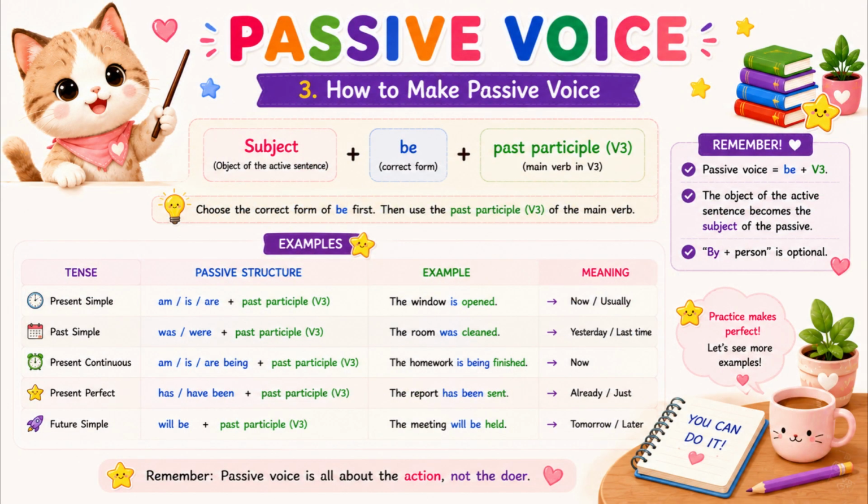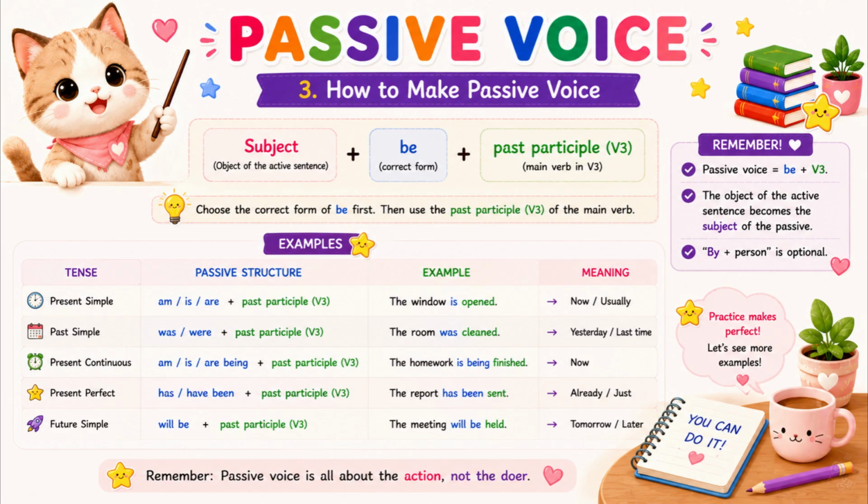Now let's learn how to make the passive voice. The basic formula is subject plus be plus past participle, or verb 3. Remember, the subject in the passive sentence is the object of the active sentence. First, choose the correct form of be. Then, use the past participle, or V3, of the main verb. Let's look at some common tenses.